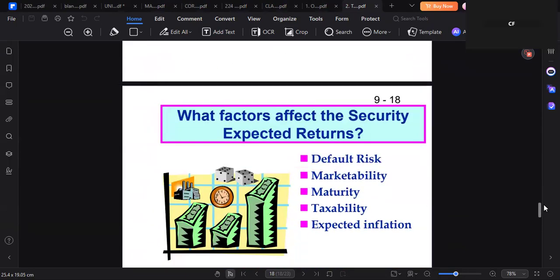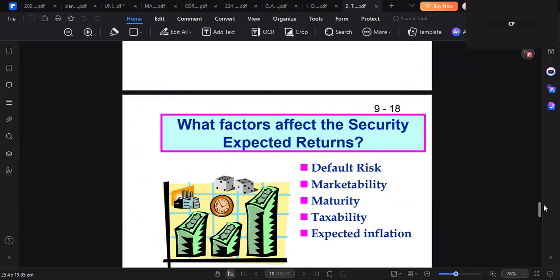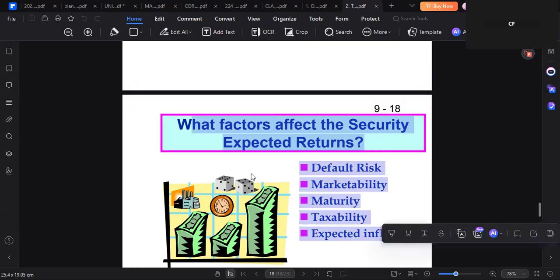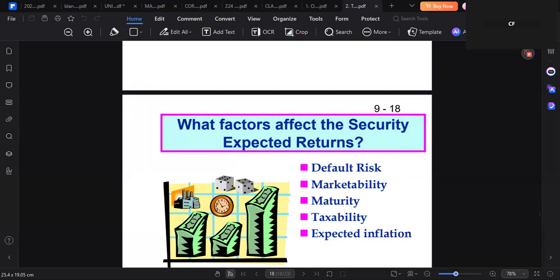So what are some of the factors that affect the security of these expected returns? There is what we call default risk. There's what we call marketability. There's what we call maturity. There's what we call taxability. So these are some of the what? The factors that will affect what? The returns that are involved. There's an assumption to say the higher the risk, the higher the returns. So there are factors that will affect how attractive these securities are.